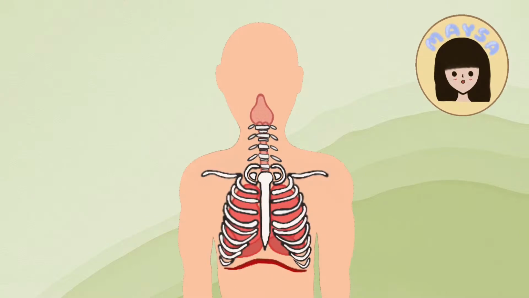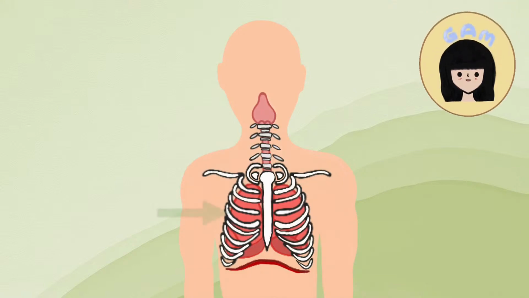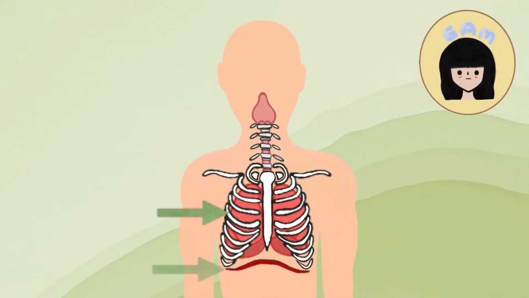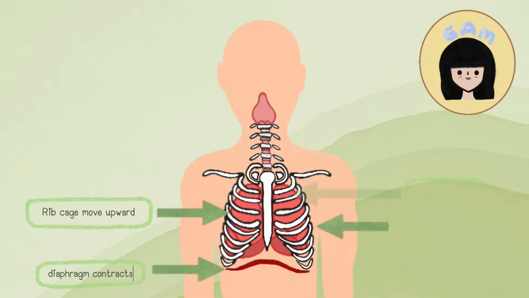This animation we are playing right now shows the movement of respiratory organs when we inhale and exhale. Now we are moving to the next topic. This is what happens to our respiratory organs when we inhale. First, the ribcage moves upward. Then the diaphragm contracts. Next, the chest expands. And finally, the lungs expand.